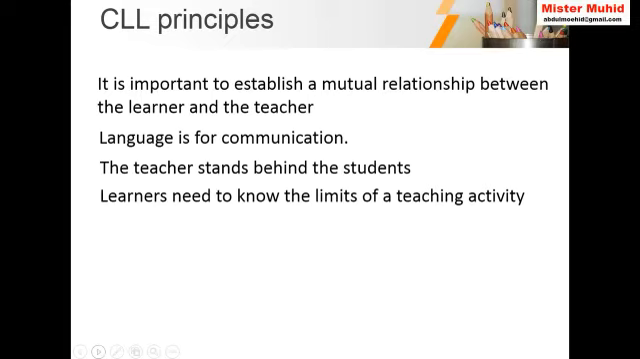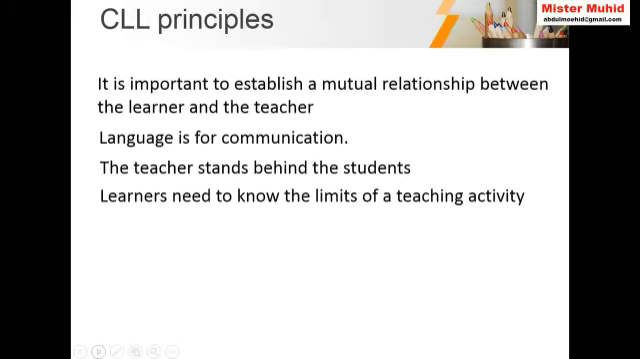And the teacher stands behind the student. Why stand behind? This is the way the teacher acts as a facilitator, gives the communication, gives the feedback, and also serves as the observer, because the teacher is a counselor.